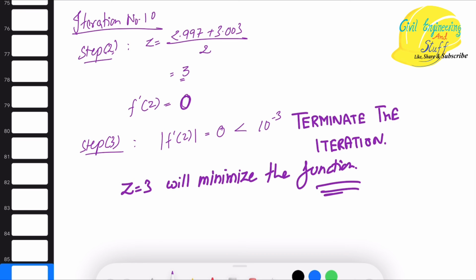Okay, so this is how you proceed with this bisection method. I hope this method is clear to you. Still, if you have any doubt, you can always ask in the comment section.